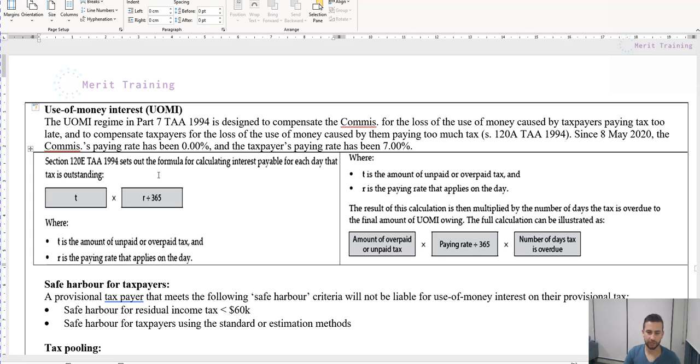So if the Commissioner were to charge you interest, this is the amount of interest that you would be charged. It's calculated as follows. So the formula for that is T times R divided by 365, where T is the amount of unpaid tax and R is the rate that applies on the day. So in this case, it's 7% a year. Divide that by number of days.